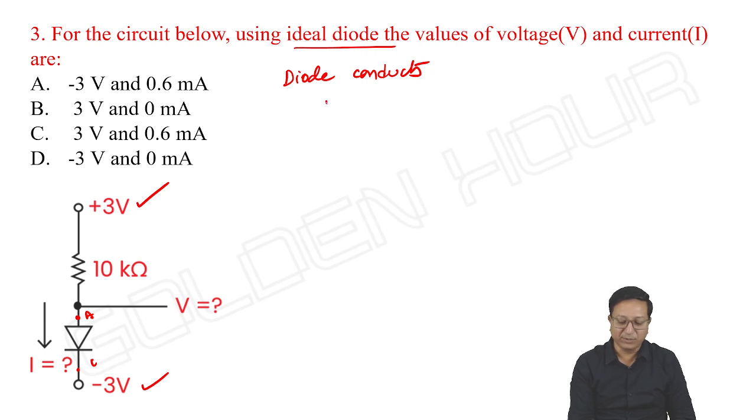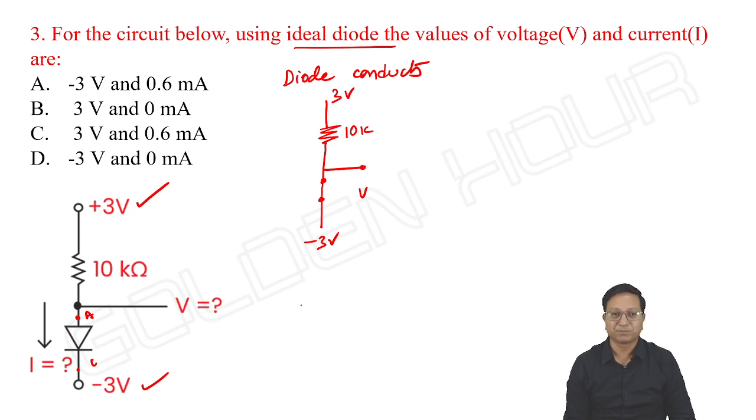Once the diode is on, the diode simply acts as short circuit. V is the voltage at this point with respect to ground actually. And what about the current I? Okay, first of all, what is V? V is equal to minus 3 volts. What is the voltage at this point? Anyway, it is short circuit, no? So, V is equal to minus 3 volts. And what about the current I? I is equal to 3 minus of minus 3 by 10k.